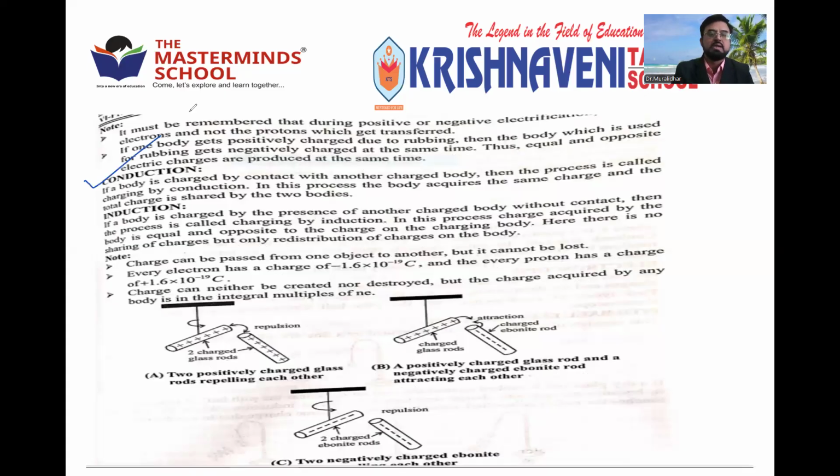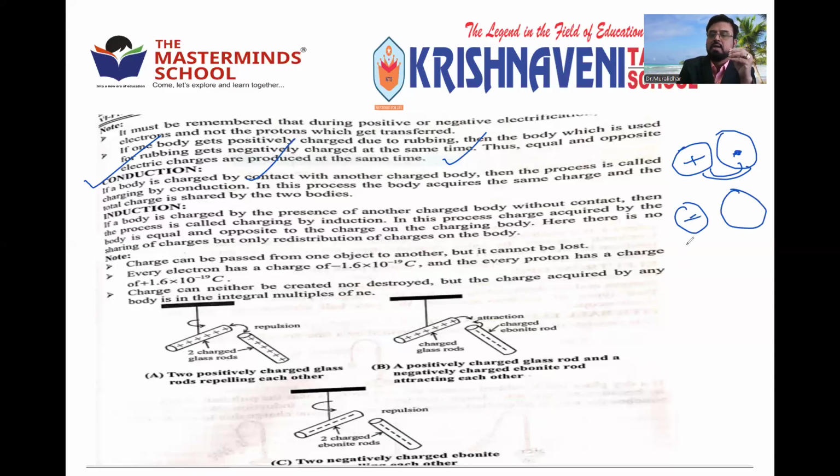Conduction is also a method, right? Conduction: if your body is charged by contact with another charged body, suppose you have taken a positively charged body, and we kept another body near it, then the process is called charging by conduction. One is a charged body, the other is a neutral body, so there is no charge. Suppose we kept one negatively charged body and one neutral body. What happened? The charge will pass because of the conduction process.